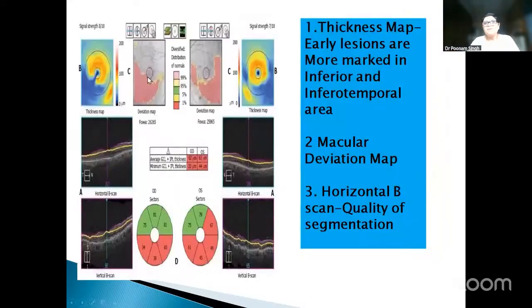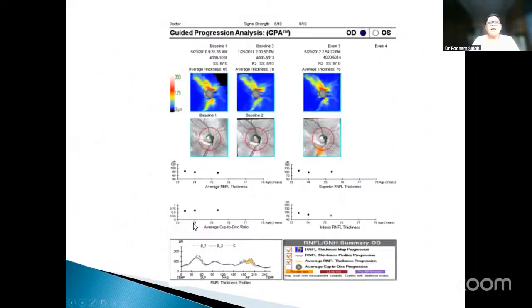Then we come to the macular cube graph. Here again, this is the thickness map. Almost everything I have discussed here, but here red is dangerous. When we see the deviation map with the normative data, this is the macular deviation map, and this is the quadrant map. Now, some of the newer machines have guided progression analysis data also, where we can compare the previous scans with the newer ones.